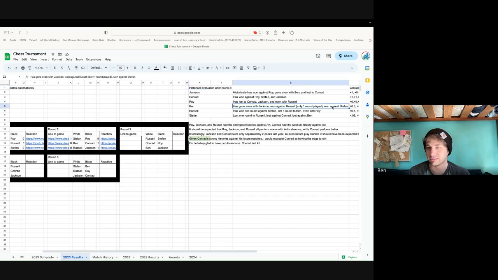And then I won against Stefan. My dad won one round against Stefan, so again, I counted that as having gone even, though I think my dad probably would have won the second game. But we're just going to play it fair, say it was even. Stefan could have won the next one. I am kind of rooting for Stefan to be the Kingslayer in this tournament. I hope that happens.